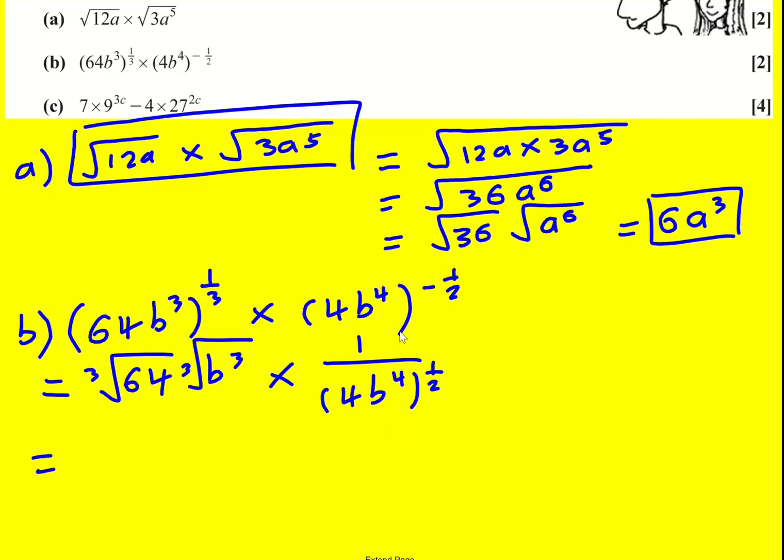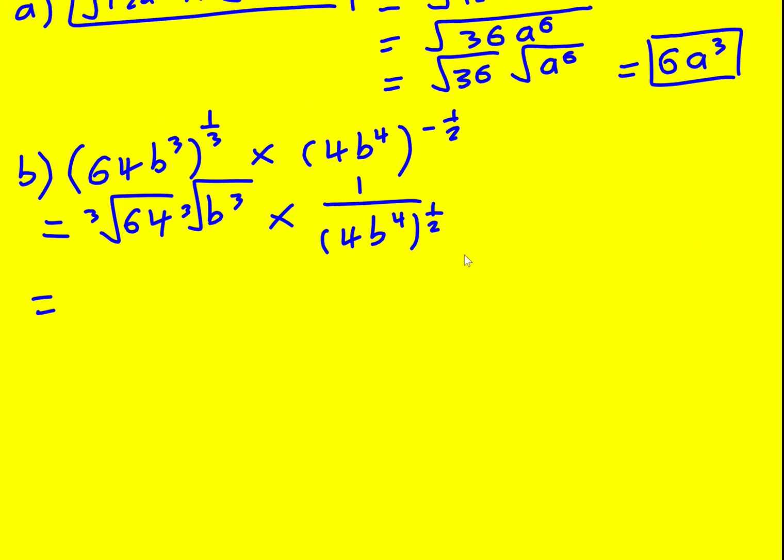Whenever you get a minus, just make it 1 over and keep the rest of the power the same. Cube root of 64, you can put it in your calculator, but it's 4. It's worth knowing a few cube numbers like that. And then cube root of b cubed is just going to be b. And then we're timesing by 1 over.